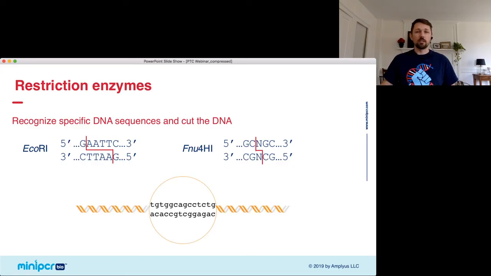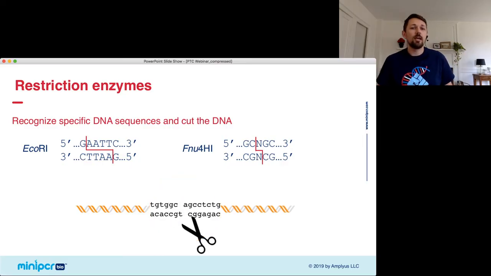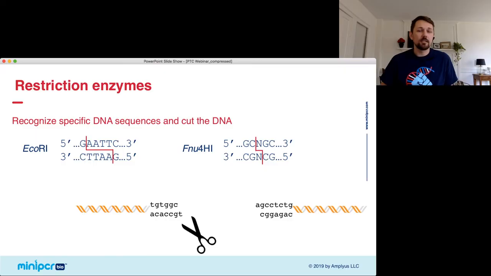So let's look at an example. Here's a DNA sequence. We go along, we're looking for GAATTC. I don't see it. All right. Now let's look for GC, any old nucleotide, GC. As we go along, we have GC, any old nucleotide, GC. We found our recognition sequence right there, which means that if we put in the enzyme, it's going to take that one piece of DNA and cut it into 2 pieces.